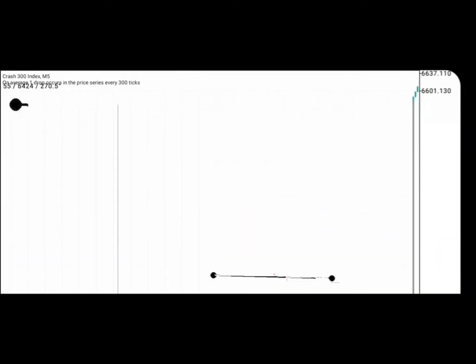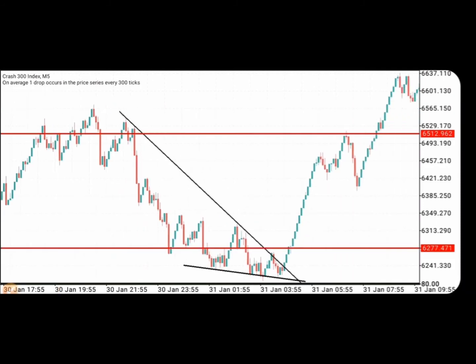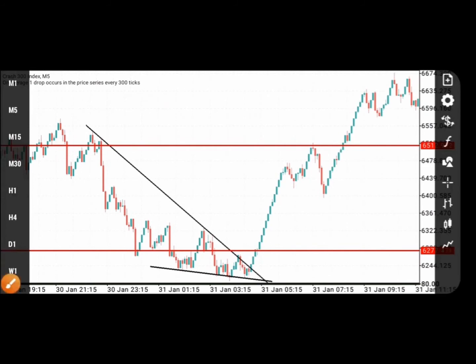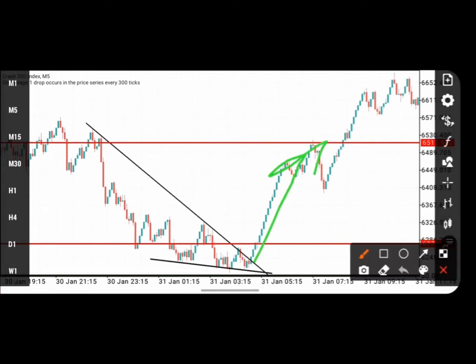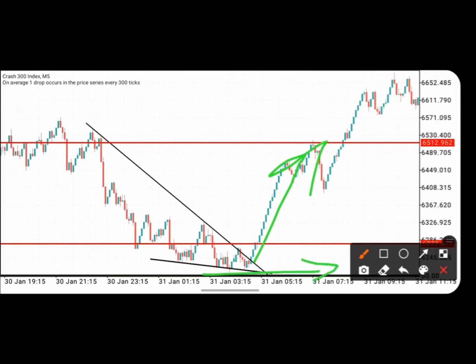See what happened here after this triangle. This is a bullish triangle. You see, the market started going up. Check the risk to reward ratio. Obviously, this is our stop loss, and then the entry right here. For take profit, we use this first resistance peak, and then for the second take profit.